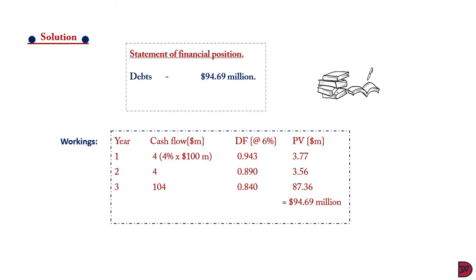So the total will now be $94,690,000, which is recorded in the statement of financial position as a debt. Now, when you take the 100 million and you deduct the value for the liability from it, it's going to result in 5.3 million, which is charged to equity, also in the statement of financial position. Let's take a look at the disclosures.